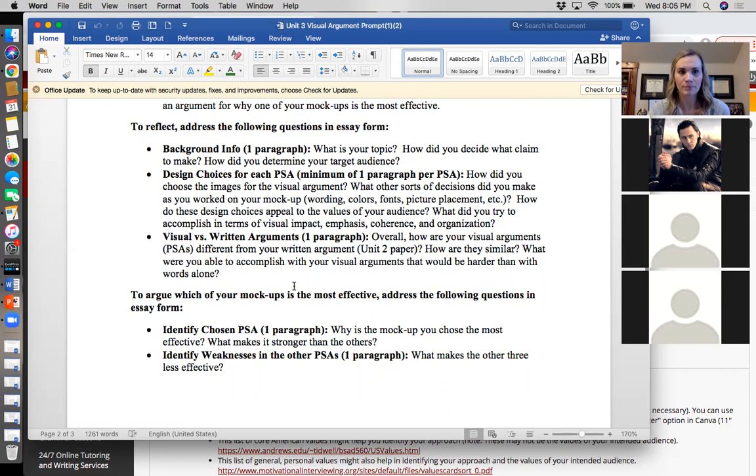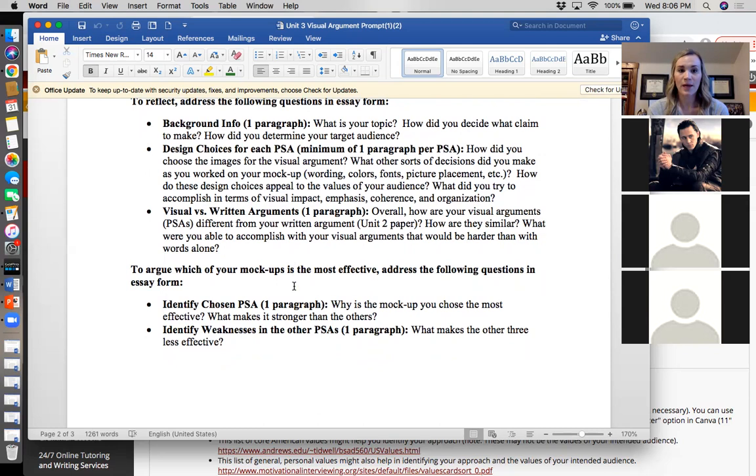Okay, so design choices for each PSA. You're going to take us through each PSA one at a time, and you're going to answer each of these questions, right? How did you choose the images for your visual argument? What other sorts of decisions did you make as you worked through the mock-ups? Like what kind of wording did you use? Why did you use the color choices that you used? Why did you even use the font and font sizes that you did, right?